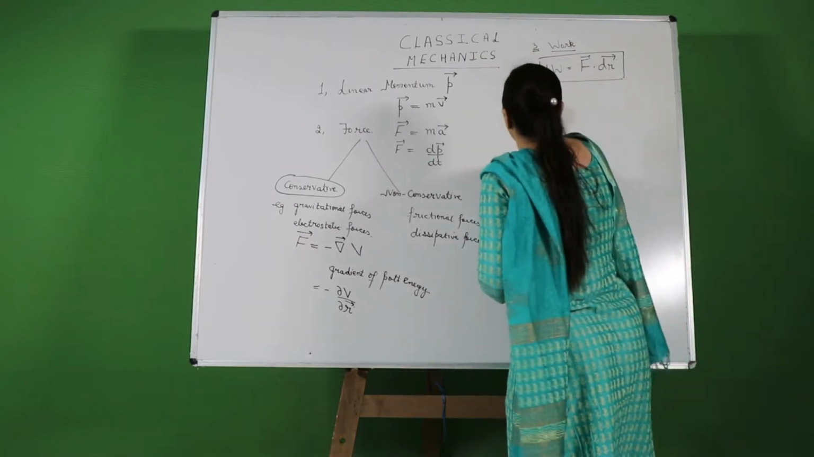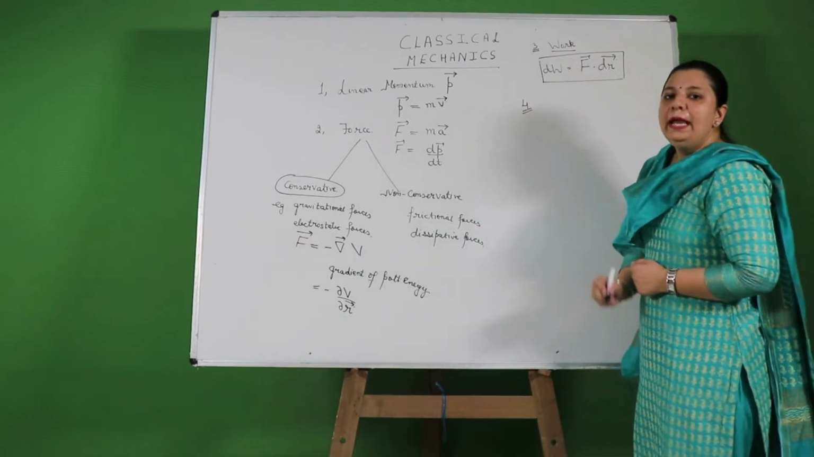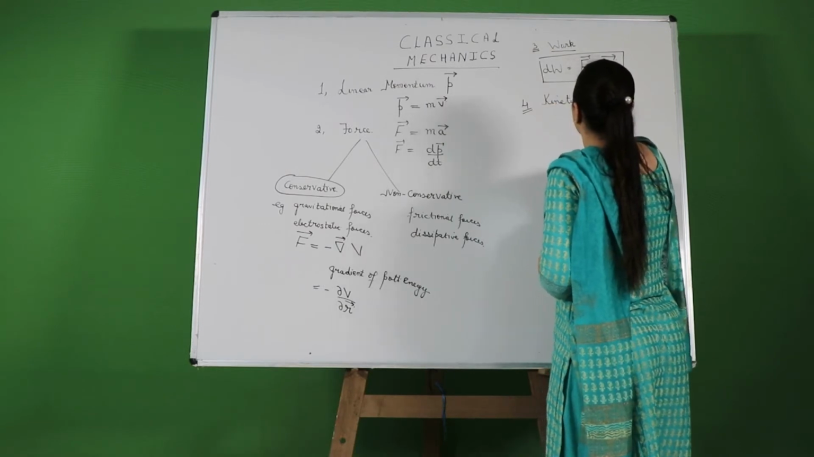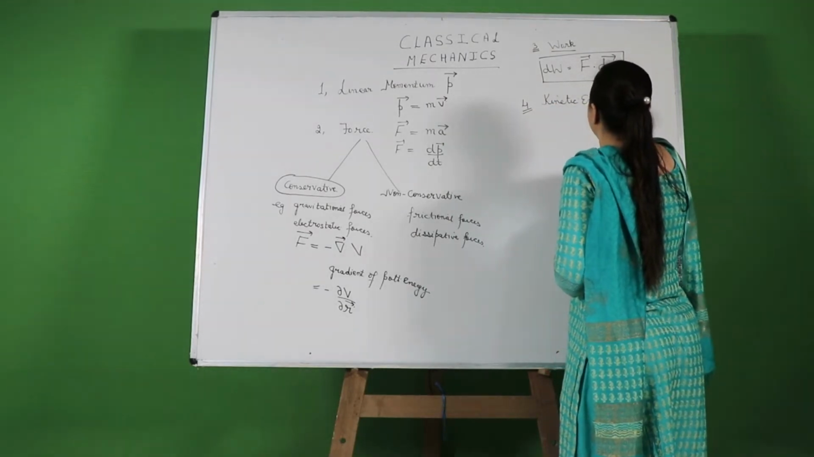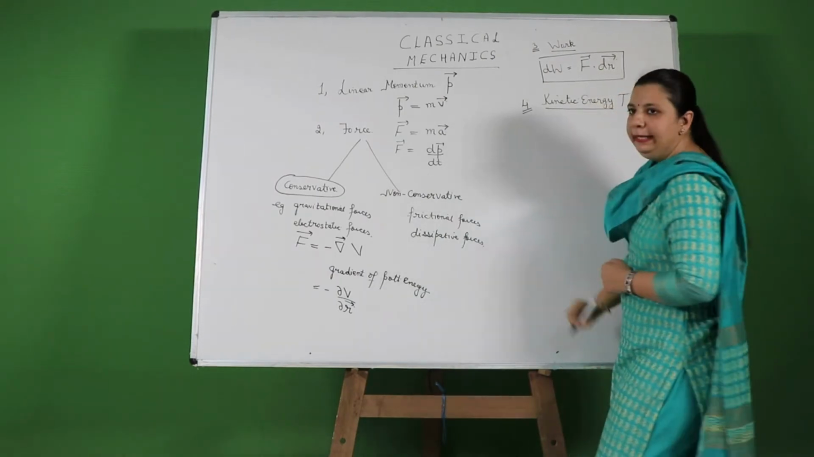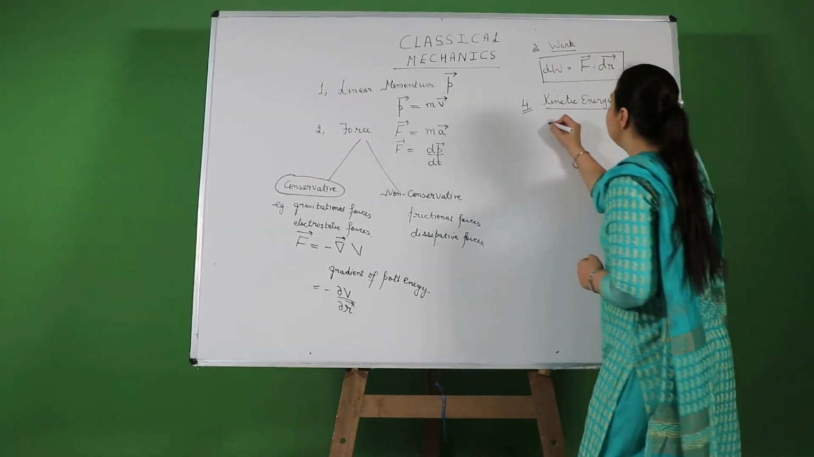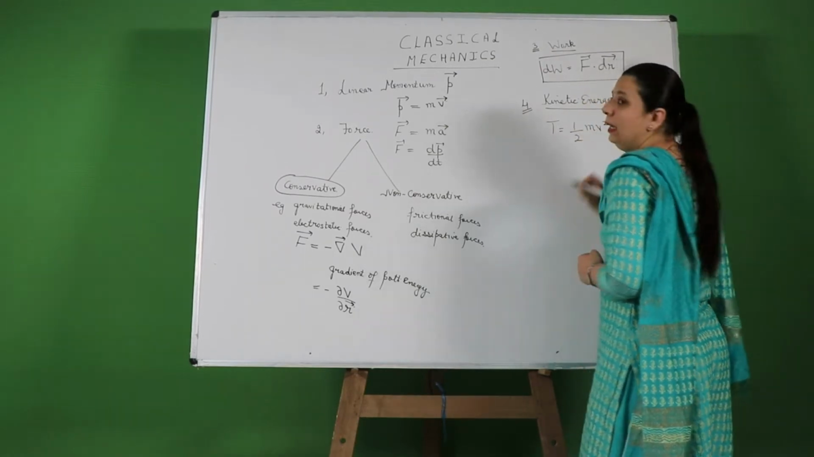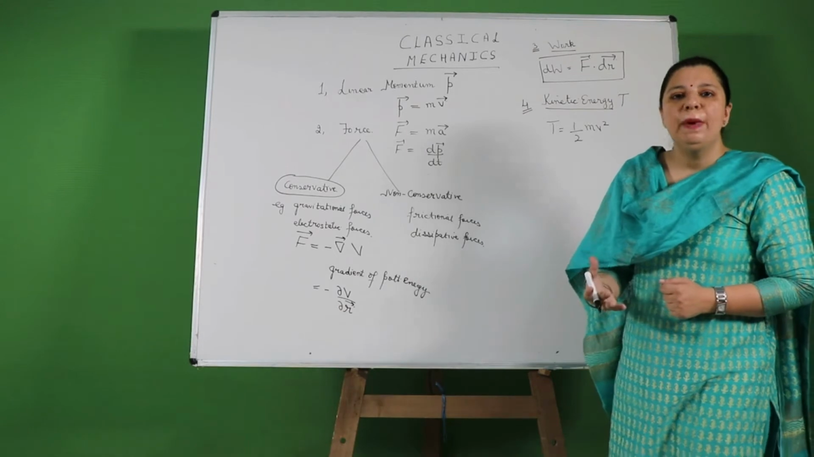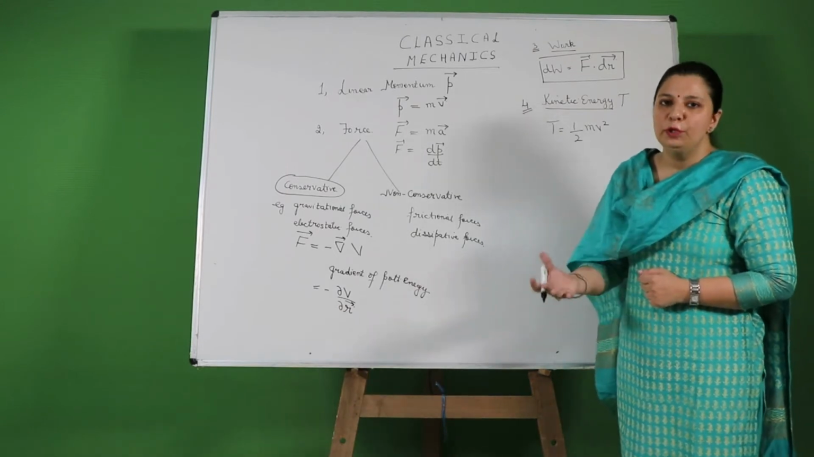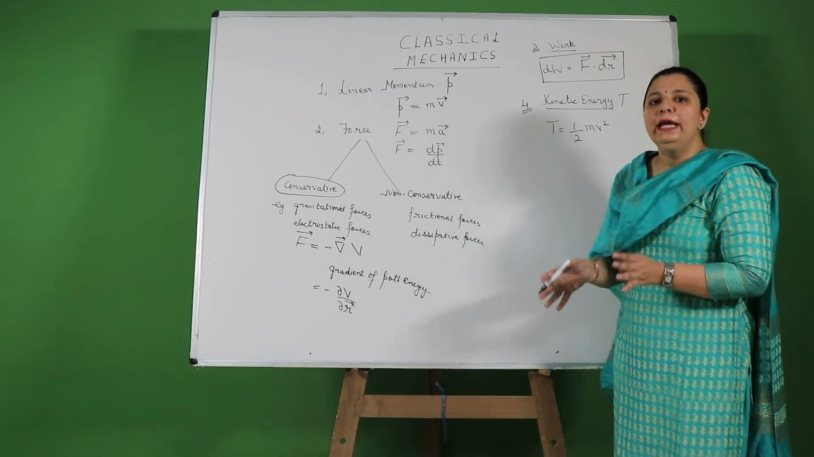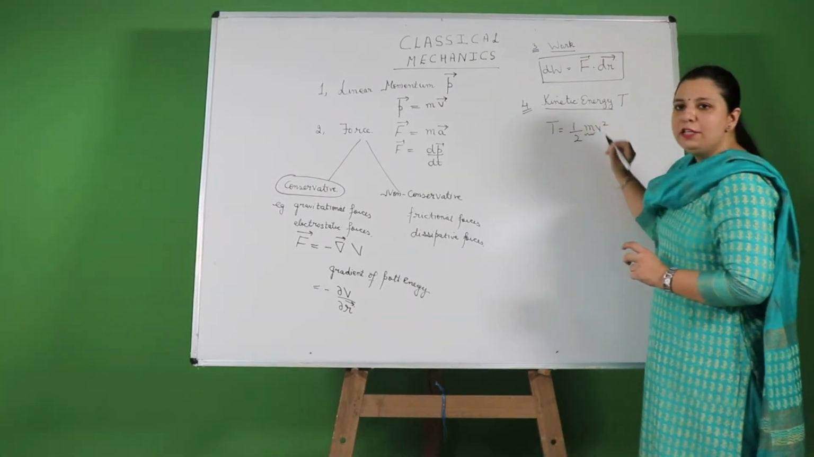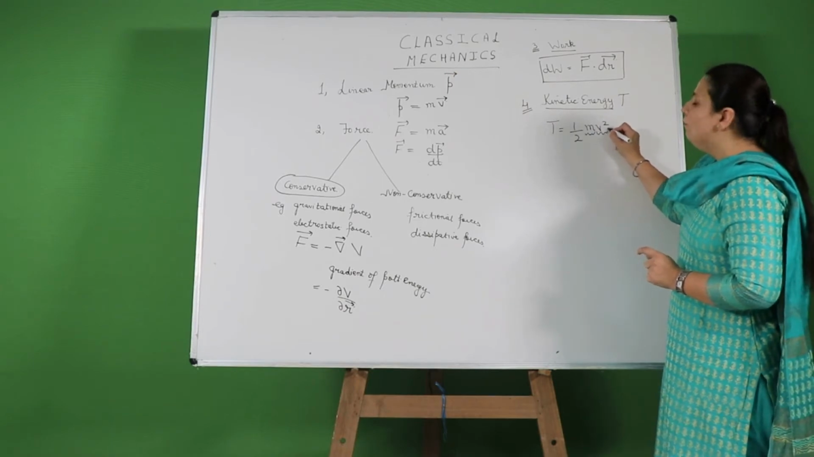Fourth quantity in which we are interested is kinetic energy. Kinetic energy is represented with capital T and it is defined as 1/2 mv squared. It is the energy which is possessed by the body by virtue of its motion. So whenever a body is moving, it has some kinetic energy and that kinetic energy depends upon the mass of the body as well as the velocity of the body.